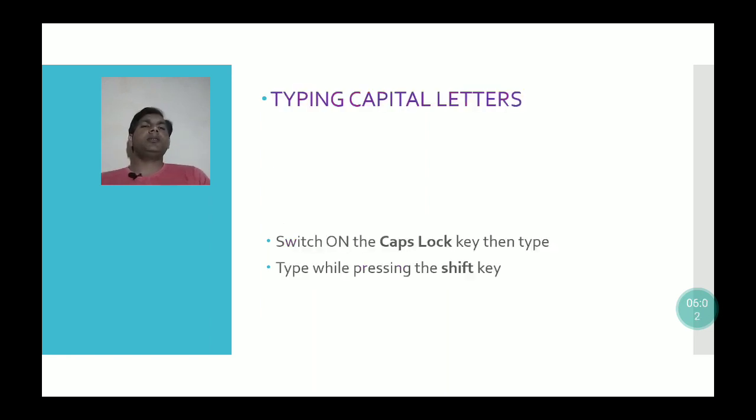Next is typing capital letters. How can we type capital letters? Capital letters are uppercase letters. To type capital letters, we have to use the caps lock key. This is a toggle key, and after pressing the caps lock key, caps lock will be on. And when we press any letter, any alphabet, it will be typed as a capital. So we use caps lock for typing capitals.